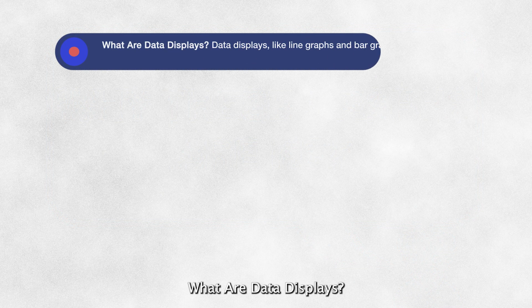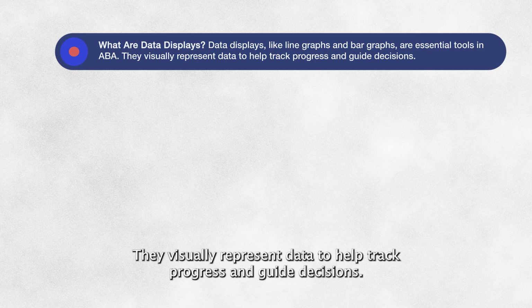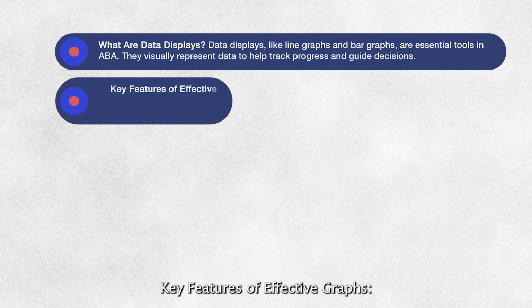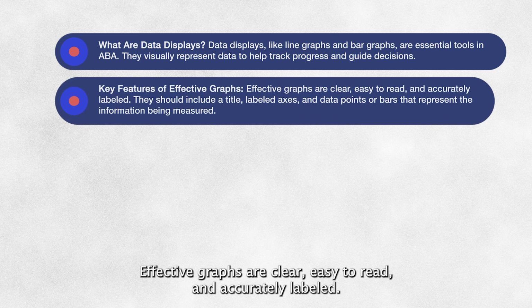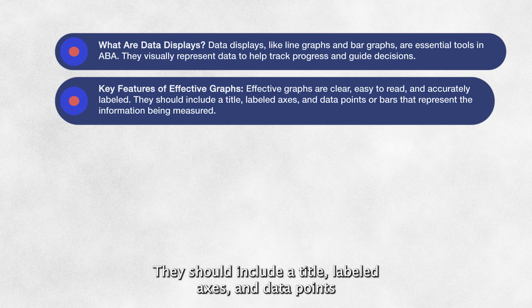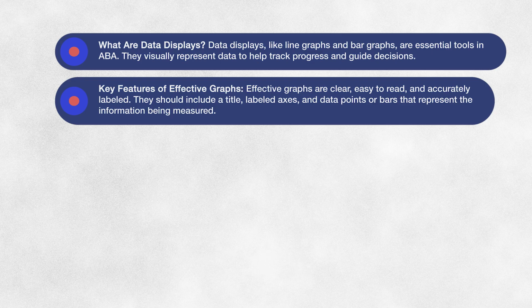What are data displays? Data displays, like line graphs and bar graphs, are essential tools in ABA. They visually represent data to help track progress and guide decisions. Key features of effective graphs: effective graphs are clear, easy to read, and accurately labeled. They should include a title, labeled axes, and data points or bars that represent the information being measured.